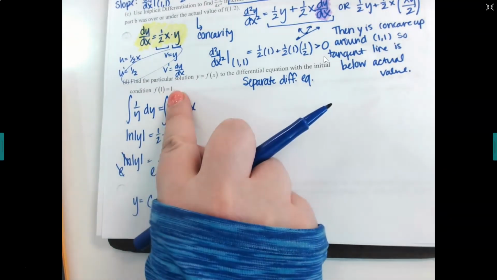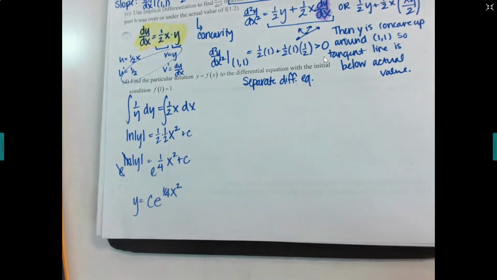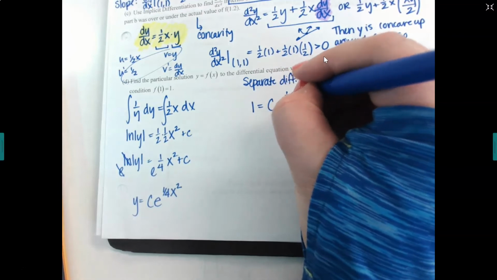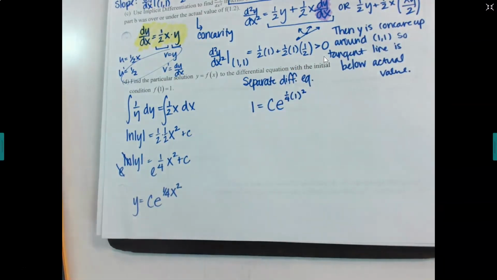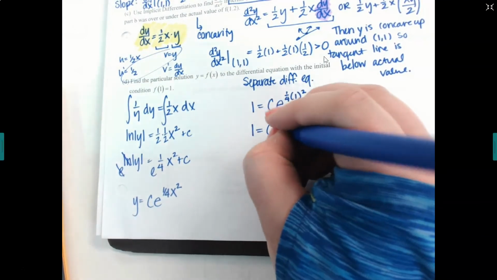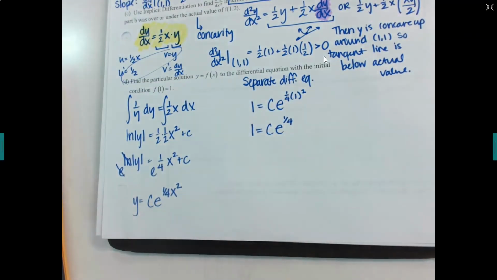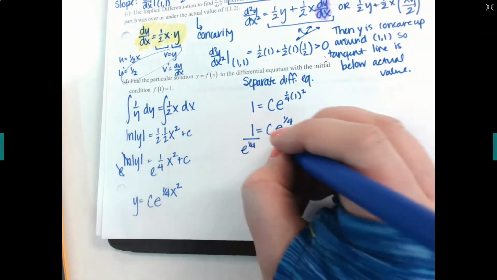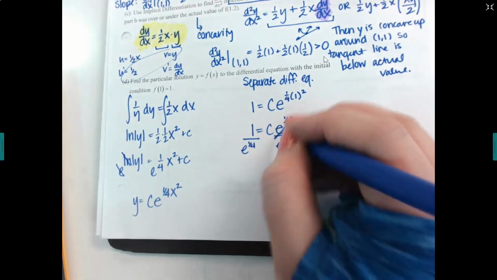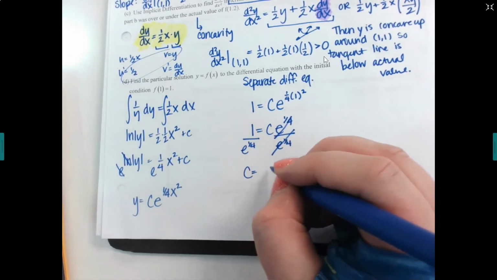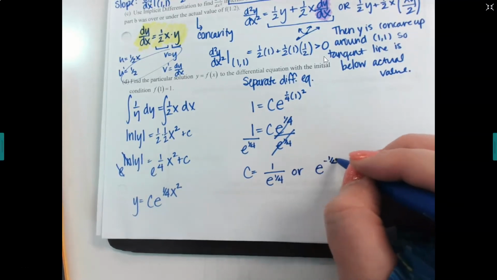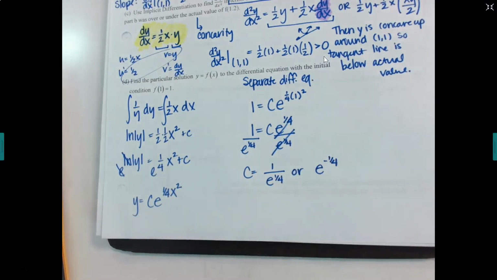Then from there, I'll take my ordered pair and plug it in. So it says f of 1 is 1. Well, then 1 is the answer when I plug in a 1. So I have 1 equals c e to the 1/4, because remember, 1, if you square it, nobody cares. Then from there, if I want to get c by itself, I'm just going to divide by e to the 1/4 on both sides. So I have c equals 1 over e to the 1/4, or if you like it better, you could write that as e to the negative 1/4. Really doesn't matter, either one will work.